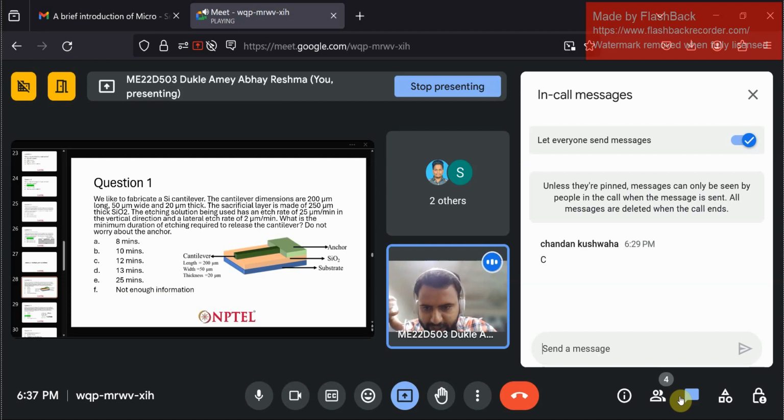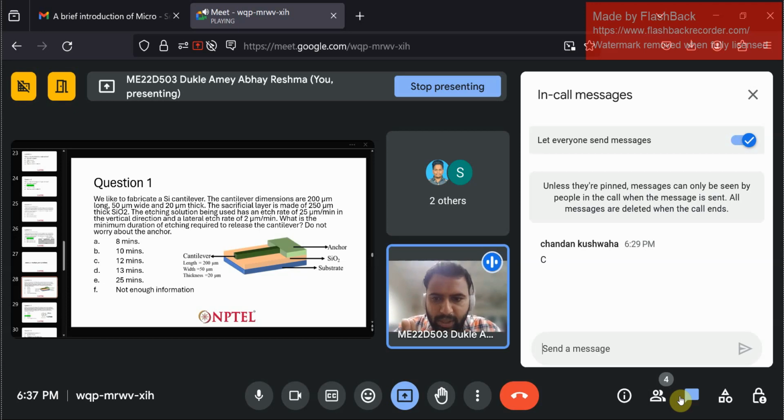Here we have two etch rates, the vertical etch rate and the horizontal, lateral etch rate. For the cantilever to release, basically we have the cantilever which is stuck to this wafer, we need to etch away the sacrificial layer. That's all we need to do. Once the sacrificial layer is removed, the cantilever will be released.